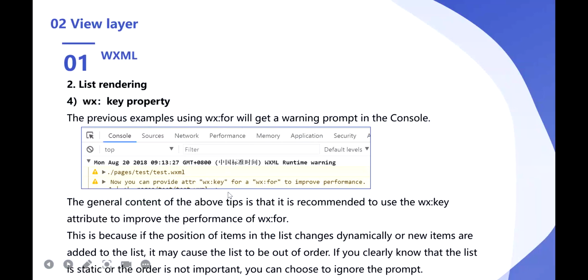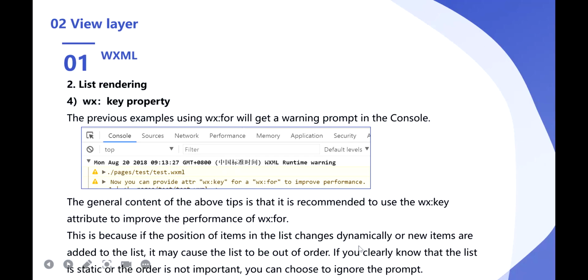The general content of the above tips is that it is recommended to use the wx:key attribute to improve the performance of wx:for. This is because if the position of items in the list changes dynamically or new items are added to the list, it may cause the list to be out of order. If we clearly know that the list is static or the order is not important, we can choose to ignore the prompt.